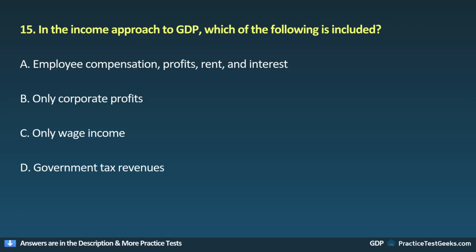15. In the income approach to GDP, which of the following is included? A. Employee compensation, profits, rent, and interest. B. Only corporate profits. C. Only wage income. D. Government tax revenues.